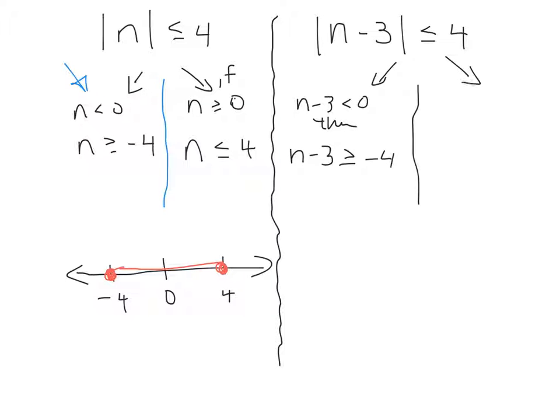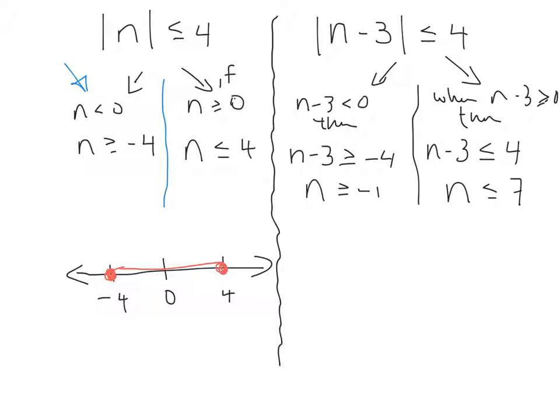And the other split is saying when n minus 3 is greater than or equal to 0, then n minus 3 must be less than or equal to positive 4. So now we have two inequalities to solve. We add 3 to both sides and we get n is greater than or equal to negative 1. And on this side, add 3 to both sides, n is less than or equal to 7. What does that look like on the number line? Well, obviously now n is trapped between negative 1 and 7. I should have spaced them differently, but you get the idea. And if we draw this, we have this.